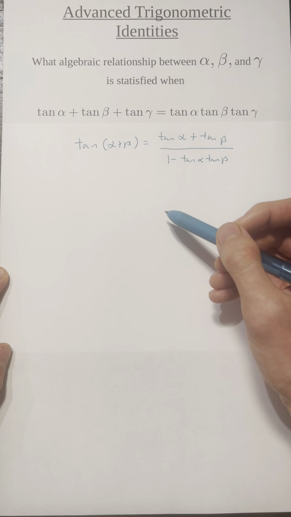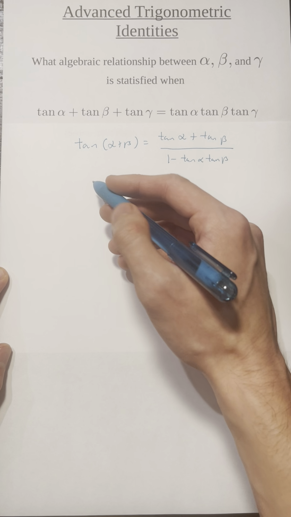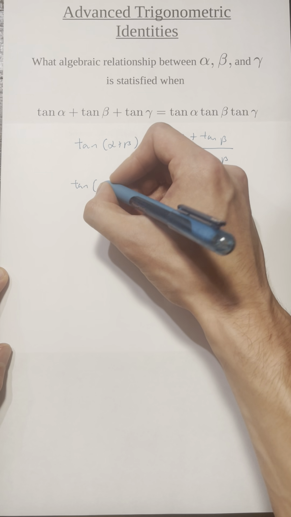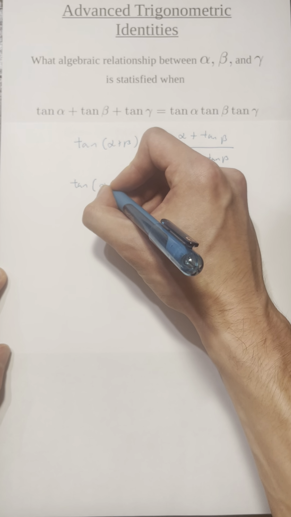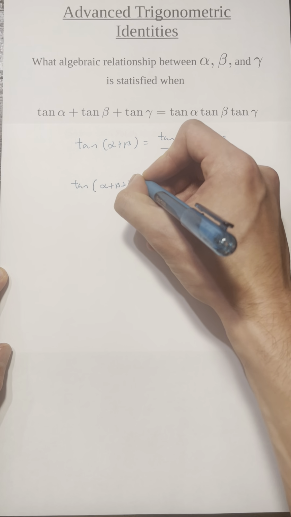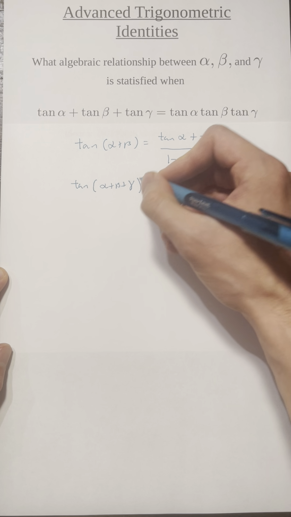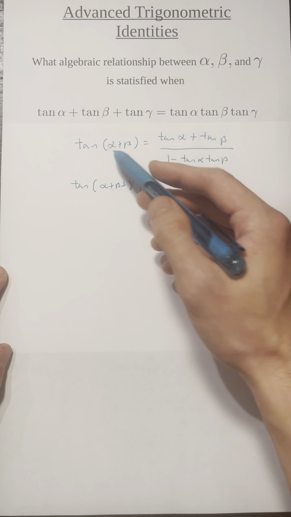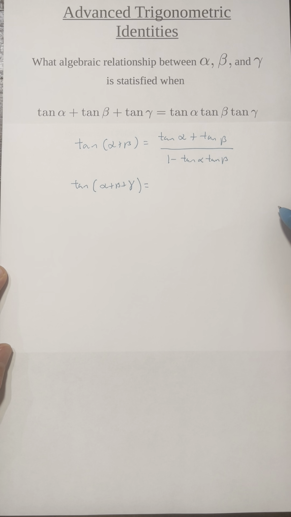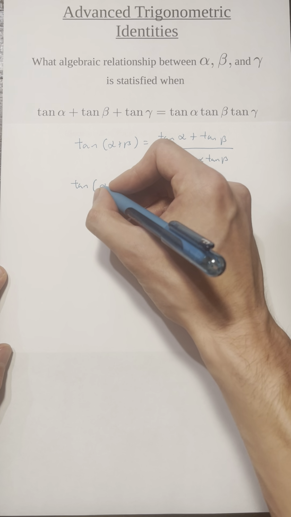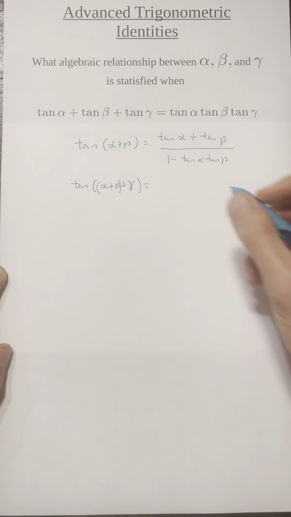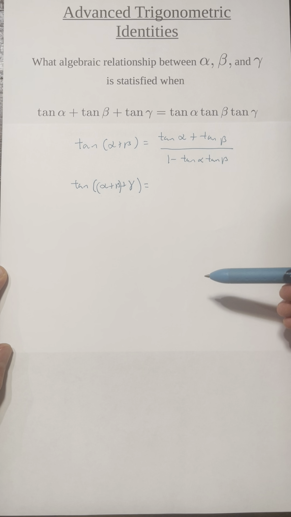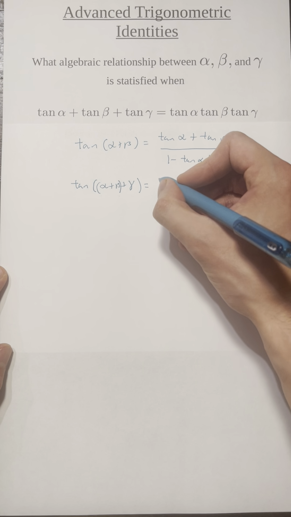So maybe we can look for something similar, maybe tangent alpha plus beta plus gamma. What would this be equal to? Can we use this to help us? Well, yes, we can. We can group alpha and beta together and then plug this in here and plug this in here. So that's what I'll do.